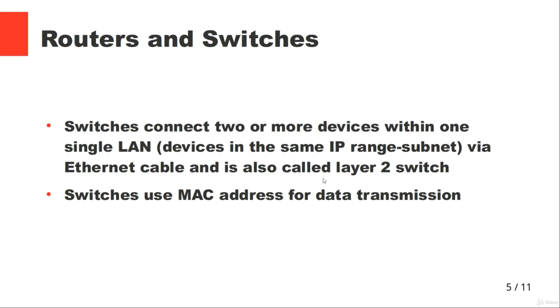Switches connect two or more devices within one single LAN, local area network. Devices in the same IP range or subnet, depends how you call it, via ethernet cable. And it's also called a layer 2 switch. Switches use MAC addresses for data transmission. So let's say a switch receives the information and creates what is called a MAC address table, so information came from this address and it should go to that address, and that information is inside the data stream, to which address it goes and from which it comes. And the switch is storing information on which port it has which address.